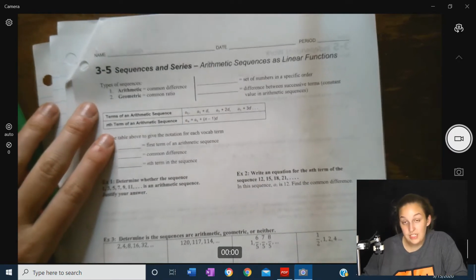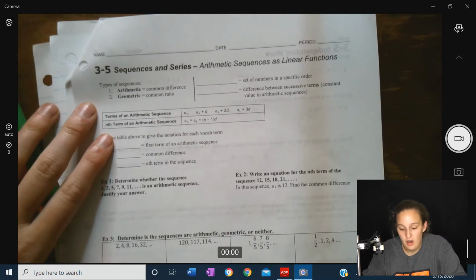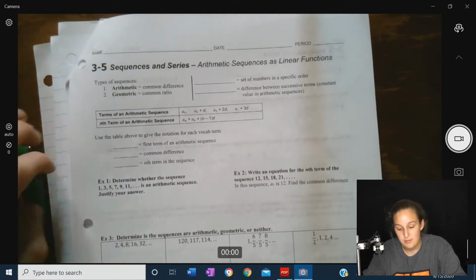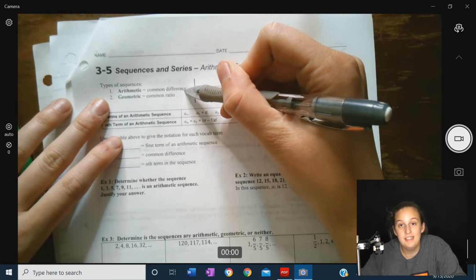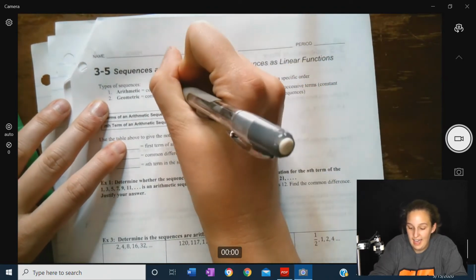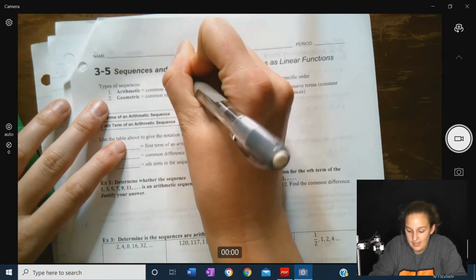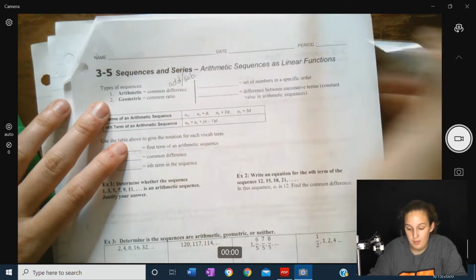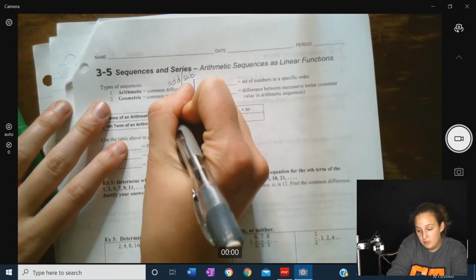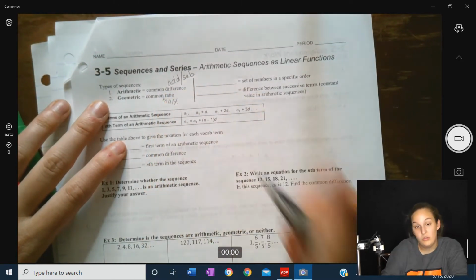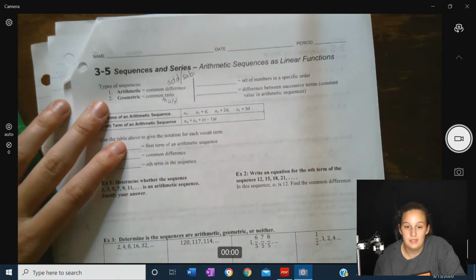All right, so there's really two types of sequences. There are arithmetic and geometric. So arithmetic are just ones that have some common difference. So that is adding or subtracting one number. Geometric is a common ratio. So that's multiplying or dividing by some number.